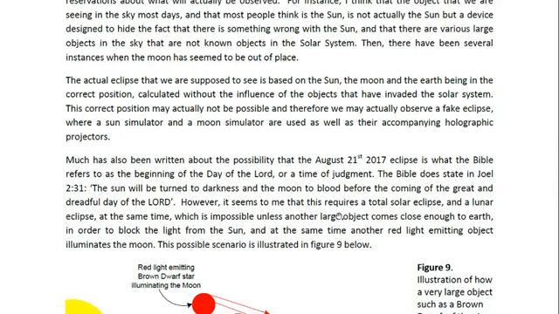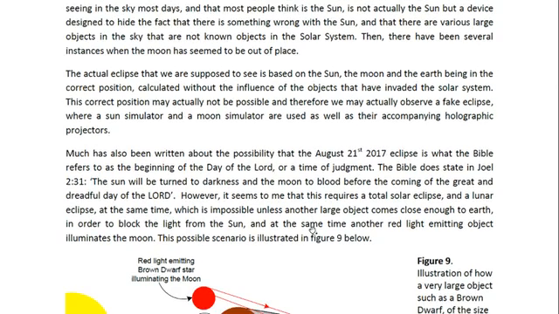However, it seems to me that this requires a total solar eclipse and a lunar eclipse at the same time, which is impossible unless another large object comes close enough to Earth. We cannot have both eclipses at the same time. We cannot have the moon eclipsing the sun and the Earth eclipsing the moon, because it would require the moon to be on two different sides of the Earth at the same time, and that's not possible.